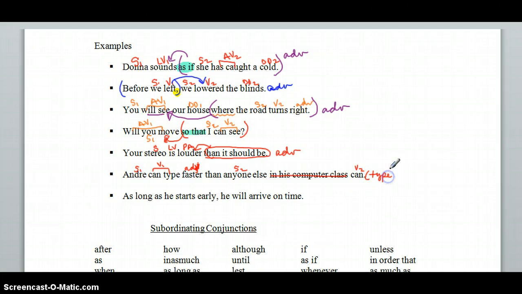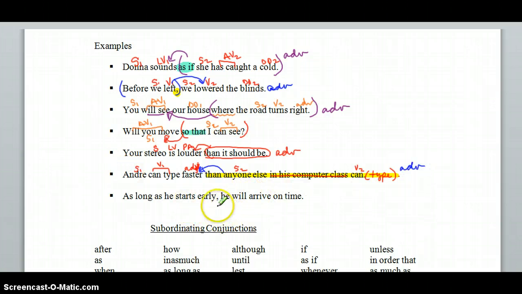That's an elliptical structure, and we can do that. So he can type faster than anyone else in his class can type. So that word is left off, it's just implied. Obviously, this is our dependent or subordinate clause telling us to what extent is he faster or how is he faster, which makes it an adverb.